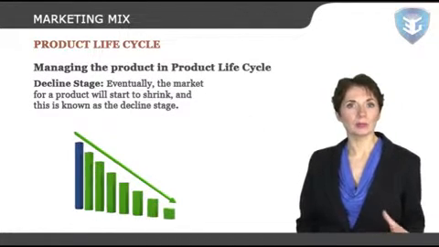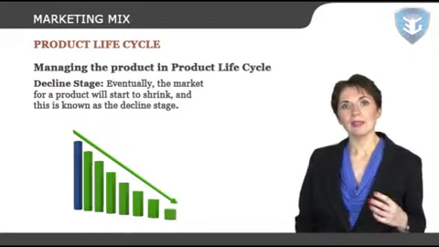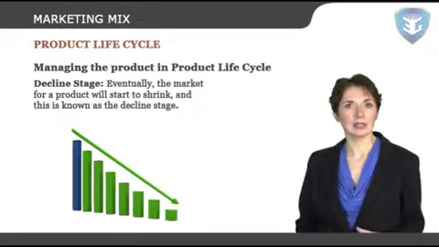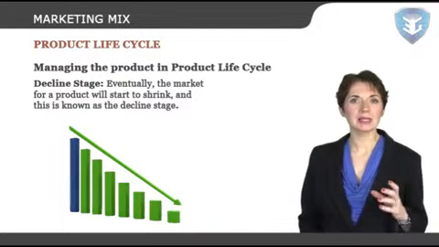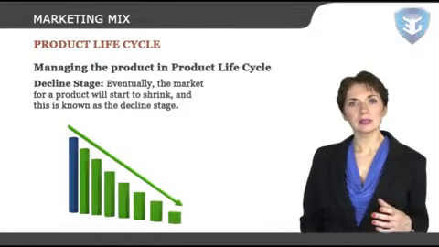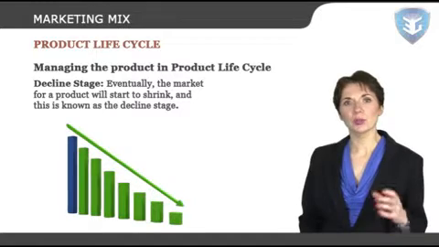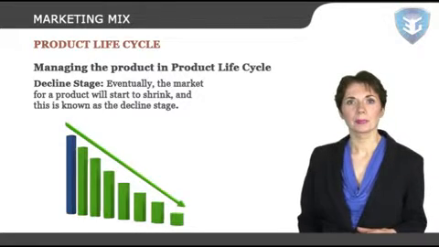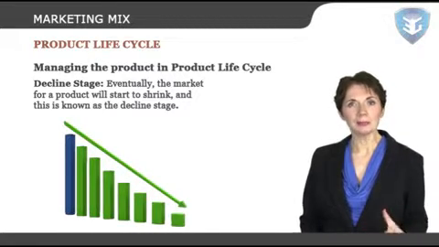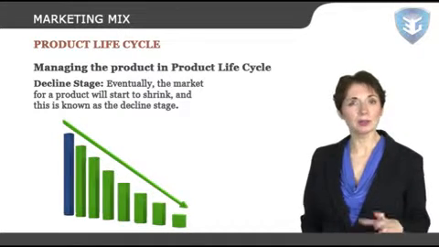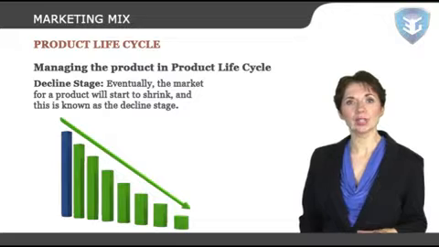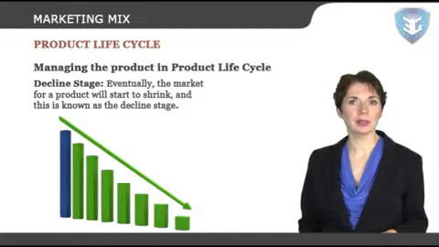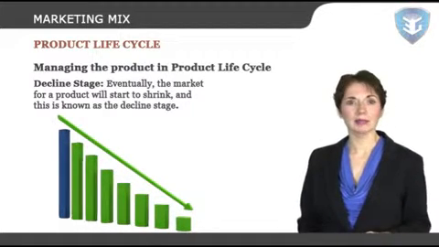Decline stage. Eventually, the market for a product will start to shrink, and this is known as the decline stage. This shrinkage could be due to the market becoming saturated, or because the consumers are switching to a different type of product. While this decline may be inevitable, it may still be possible for companies to make some profit by switching to less expensive production methods and cheaper markets.